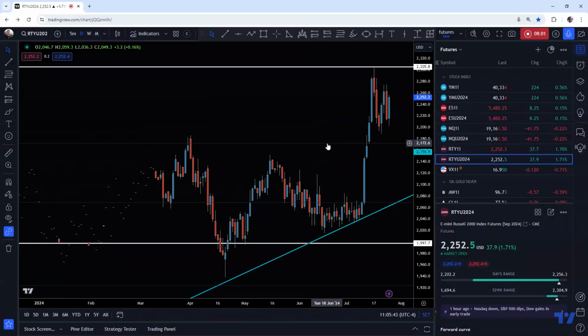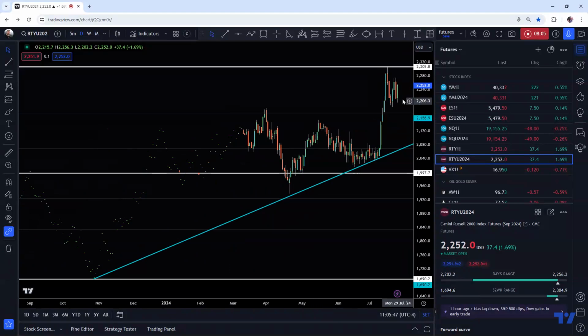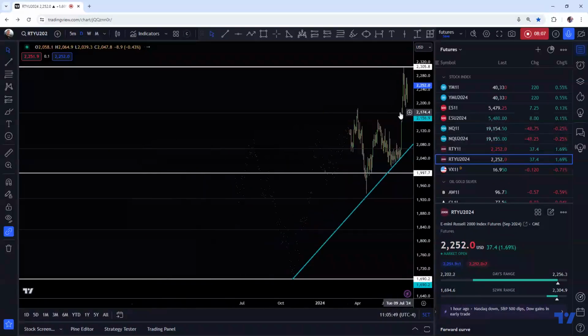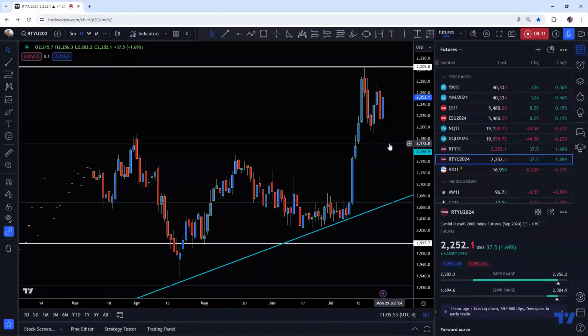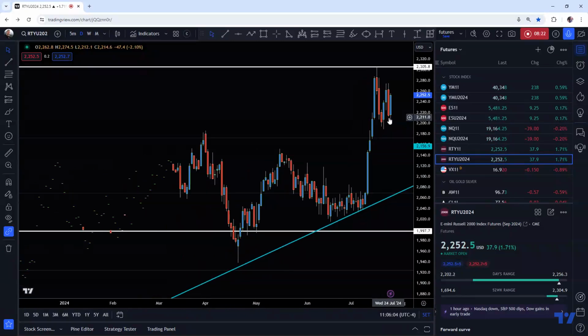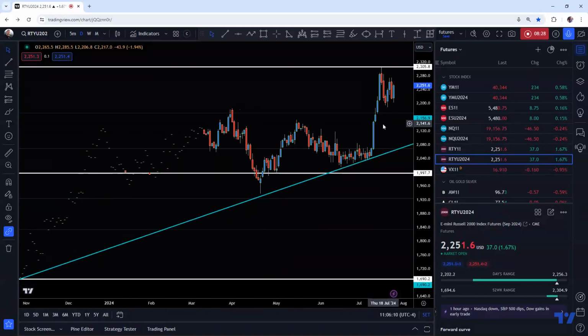So what would I do with the Russell? If I see this level's tested, the 78%, right? And I see a rejection from that level, meaning the market kind of touches it and boom, bounces back from it. That possibly would be a good opportunity for me to enter a long position on the Russell because you always want to see rejection before you take a risk.